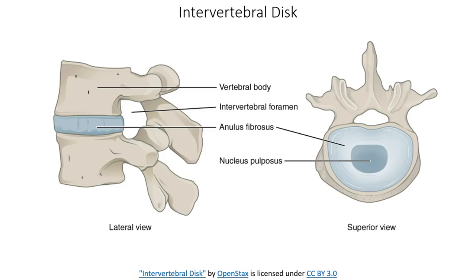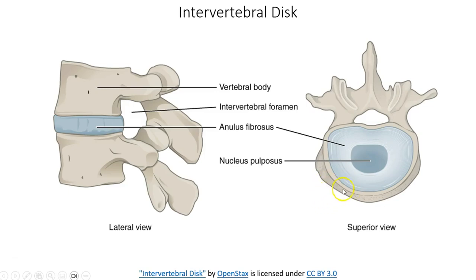Here's another view of that intervertebral disc. So these cartilage discs are made up of a couple different structures, the annulus fibrosus, which is this outer layer, and then the nucleus pulposus, which is that central area. So the exact makeup of substances and fibers in each of these regions is a little bit different.